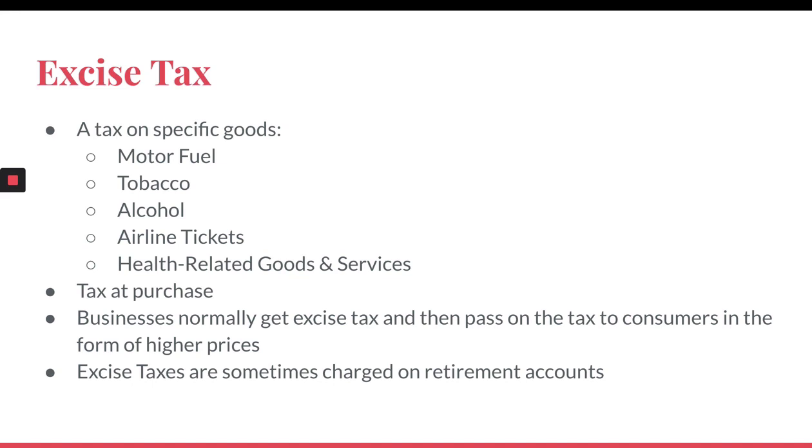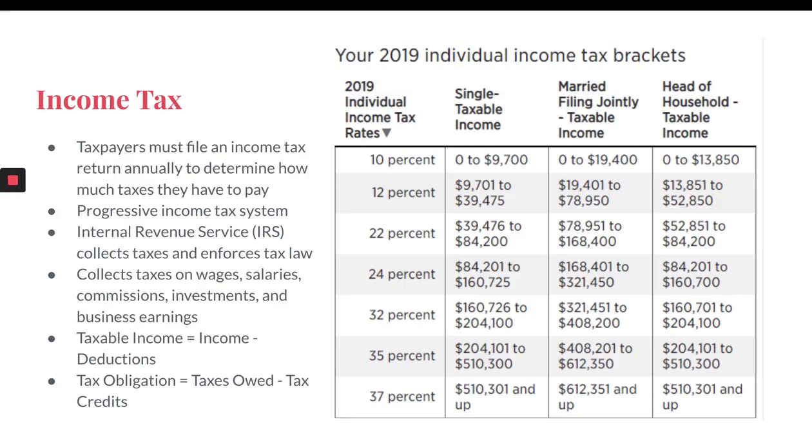So that's an interesting thing to just know, that when they say that you're going to get a penalty with certain retirement accounts, it's taxed as an excise tax. So just good to know. Next is income tax, which we also are very familiar with.